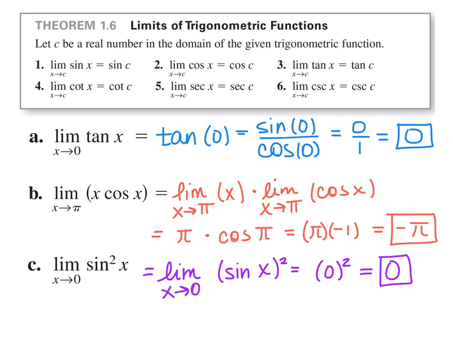So my first one, I just plug in 0 to where x is. I carry it out using sine and cosine, unnecessary, but it ends up being 0. In the second one, I split up the x and the cosine of x as different limits as x approaches pi. Plug in pi, find that to be negative pi. And then for this last one, I rewrite it as sine x to the power of 2. I plug in 0, and I get 0 in the end.